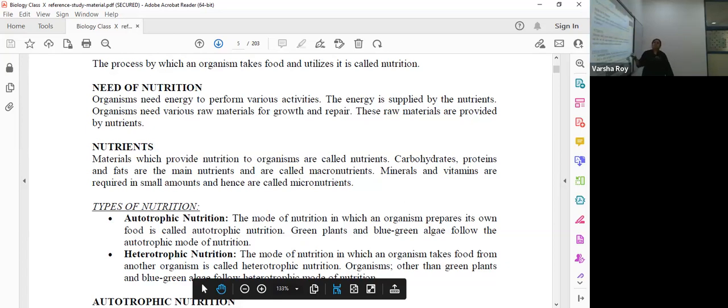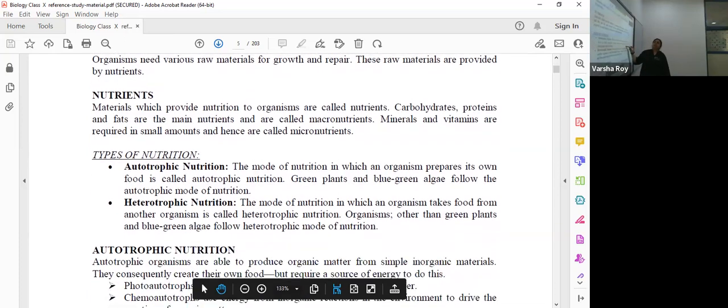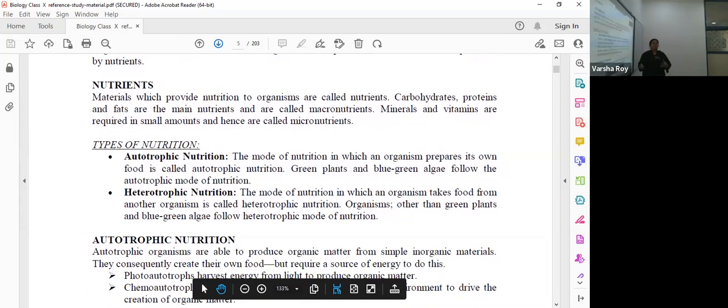So the raw materials are provided by nutrients. So what is a nutrient? Material which provides nutrition to the organisms. क्या है nutrition? It is cytoplasmic content. Cytoplasm के अंदर जितने भी metabolic processes हैं, उन सबके लिए chemicals की जरूरत पड़ती है. और वही chemicals क्या कहलाते हैं? Nutrients. तो organic, inorganic form में होते हैं, and we need to take it from outside.